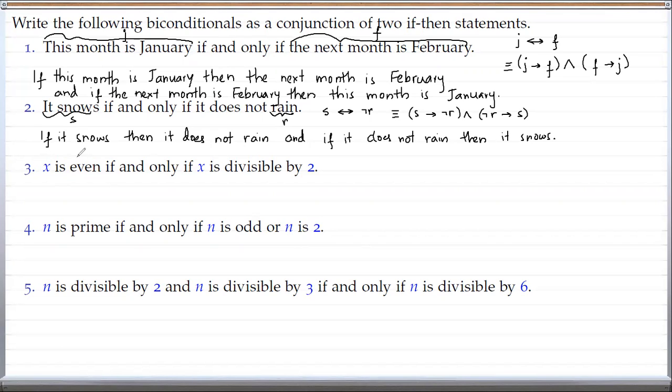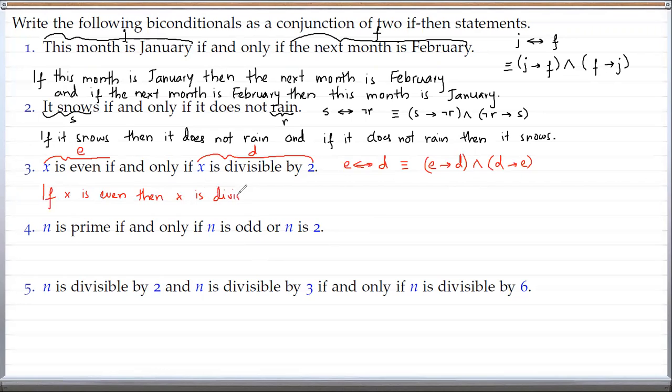Here we have X is even. Let's denote this by E, if and only if X is divisible by 2, I'm going to denote this by D. So here we have E if and only if D. This we can write as E implies D and D implies E, which we can write in words as: if X is even, then X is divisible by 2, and the other direction: if X is divisible by 2, then X is even. Right? So let's look at the next example now.